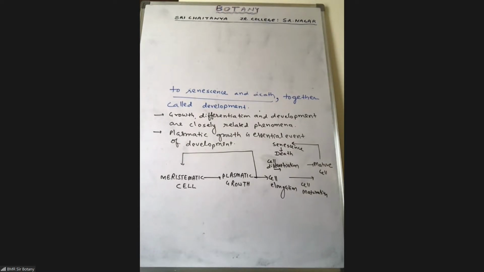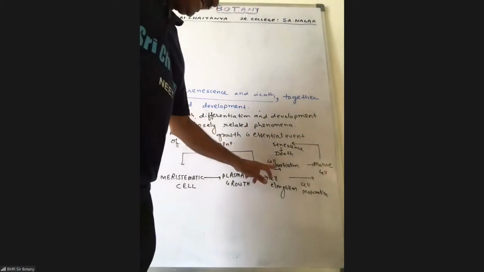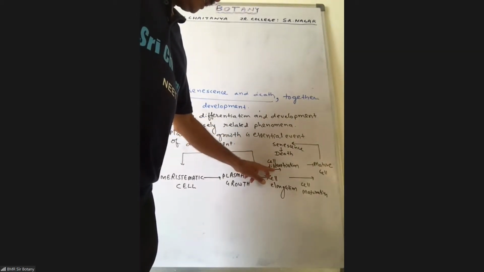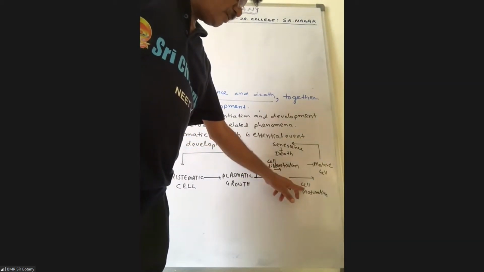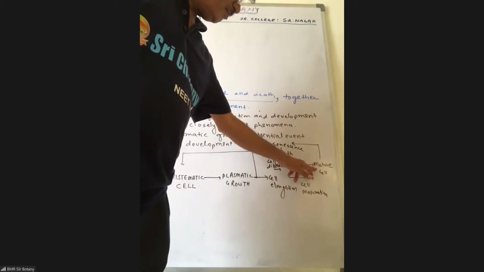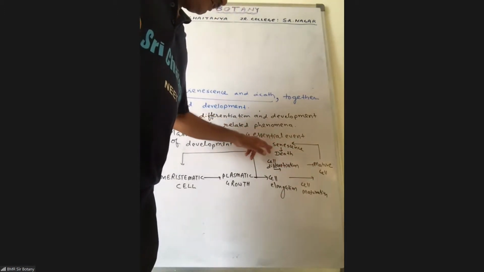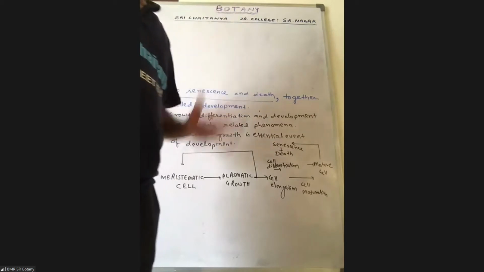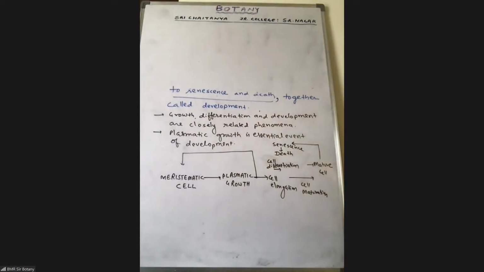Sir, after cell elongation, should be cell differentiation, okay, then cell maturation. So you get a mature cell, which will undergo aging followed by death. That is the order in which events occur during development.